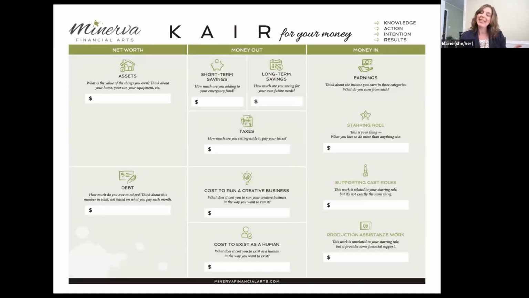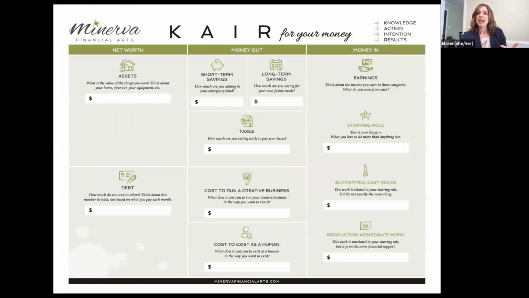Now is a good time to take a screen grab if you weren't able to download the file. And you can see it's divided into basically 3 columns. There's a net worth column, a money out column where we'll spend most of our time, and then a money in column. And then you'll also see at the top 4 kind of key action items.